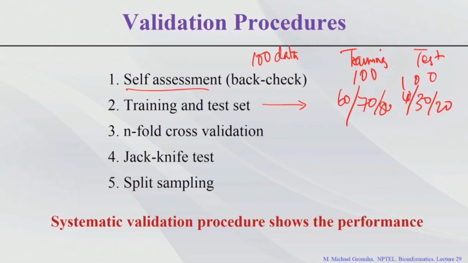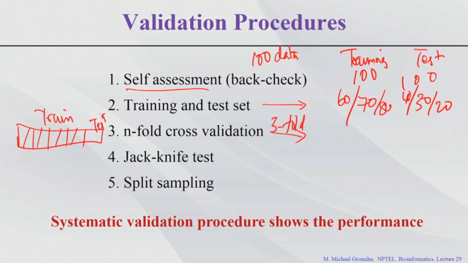The third one you can do is n-fold cross validation. That means if you have 100 data, take for example 5-fold cross validation. Divide into 5 groups, 1, 2, 3, 4, 5, and train on 4 and test on the remaining one. So, 80 you train and 20 you test, but you do it 5 times, so that each one will be at least one time in the test.